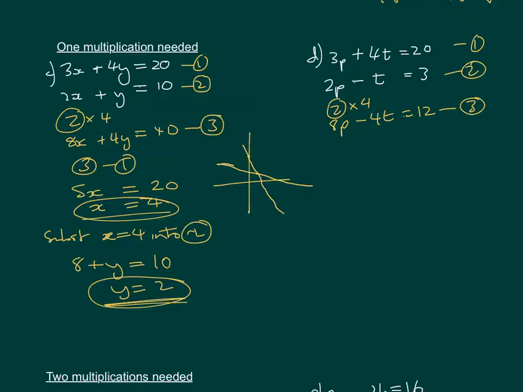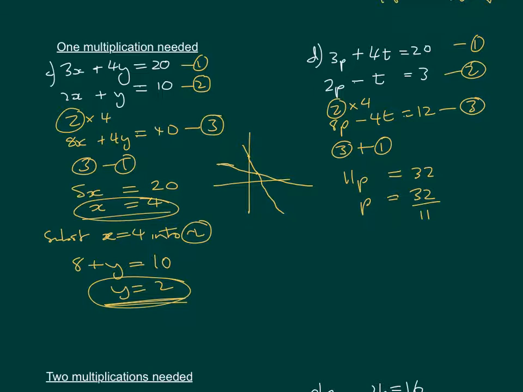And then we're going to add the equations this time, because if I add them, it's going to eliminate the t's. If I was to subtract them, I'd have 4t minus 4t, which gives us positive 4t, or if we did it the other way, minus 4t minus 4t would give us minus 8t, and we're not actually getting rid of it there. So we're going to add, so we're going to do 3 plus 1, which is going to give us 11p equals 20 plus 12, which is 32. So p is 32 over 11.